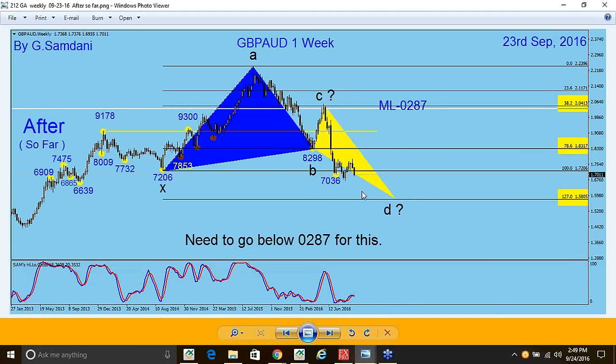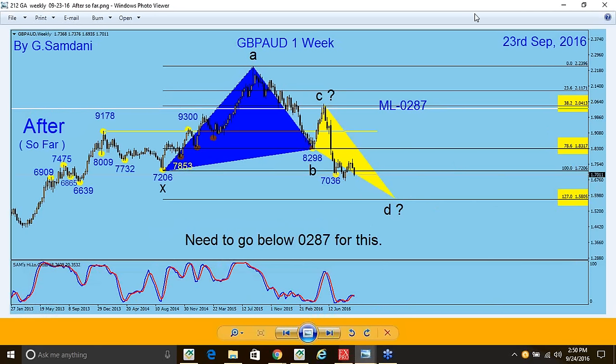The drop so far is 3,400, and then we still have to go. If, let's say, this is 58 that we have to go for, we are at 70, so you're talking about 1,200 points more to the downside. So trading from C to D is always very, very lucrative in these harmonic patterns.